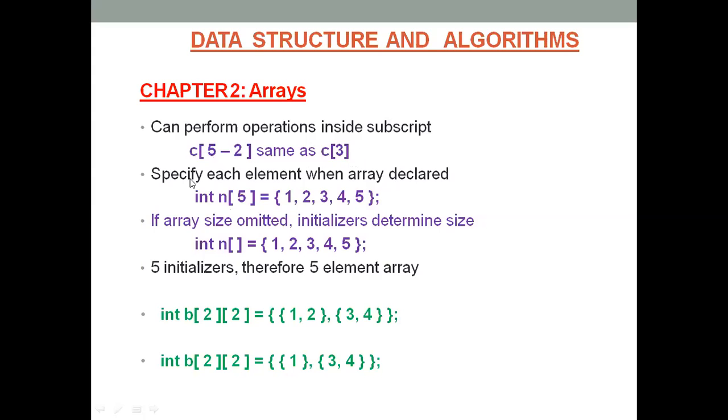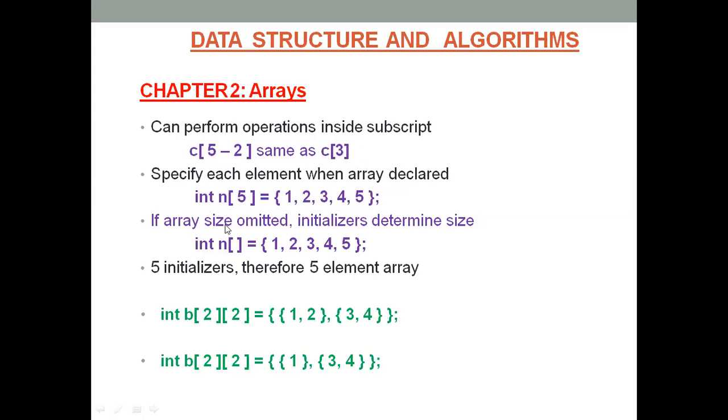Okay. You can specify each element when the array is declared. So for example, here it is an integer array. These are the integer numbers, and you have a size of 5. So what does this mean? You have a 5 inside here: 1, 2, 3, 4, 5. Okay, so this is how we declare a simple array.